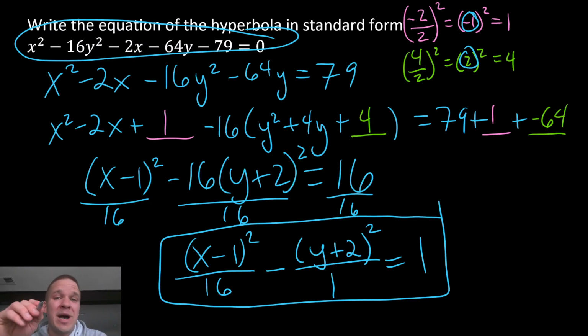Since my x squared is positive, that means that it's opening left and right, because it's going to start with the x once you get it into standard form, all right? So that one I could have gotten from the start, wouldn't have to go through all that mess, okay, to tell me which way this thing is opening.